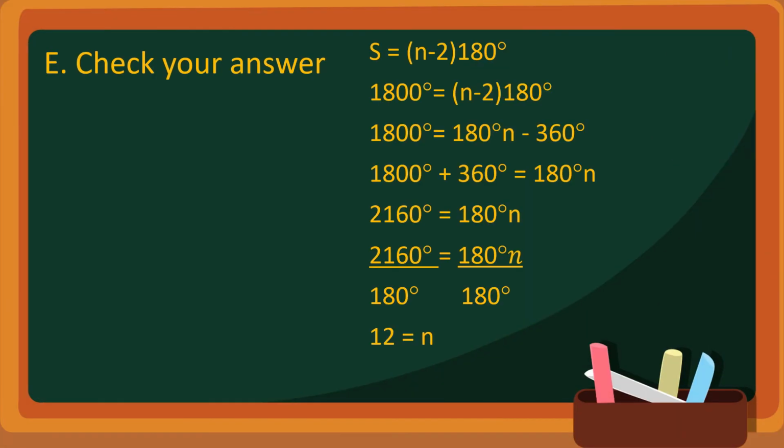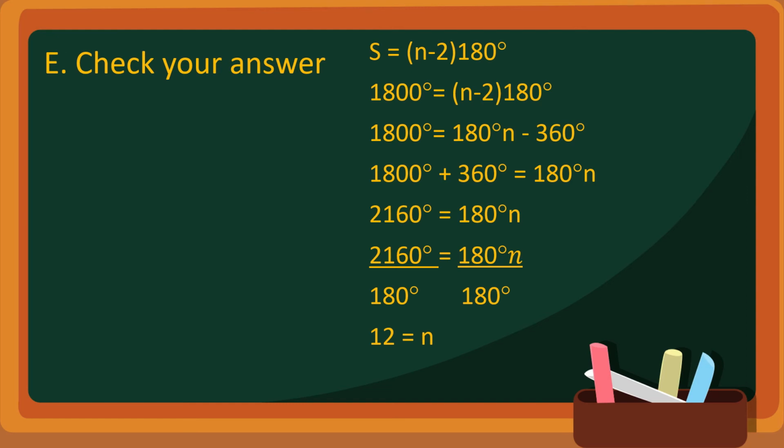Check your answer. S equals the quantity of n minus 2 times 180 degrees. Next step is substitute the value of S. Therefore, we have 1,800 degrees equals the quantity of n minus 2 times 180 degrees. Next step is to multiply the quantity of n minus 2 and 180 degrees. We have 1,800 degrees equals 180 degrees n minus 360 degrees.